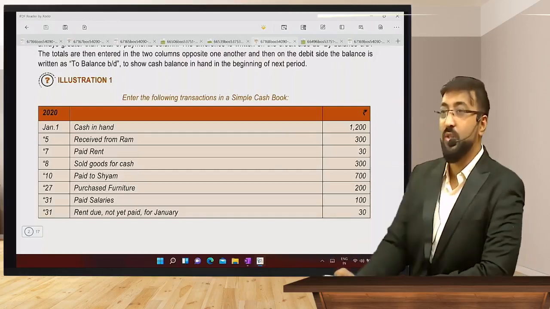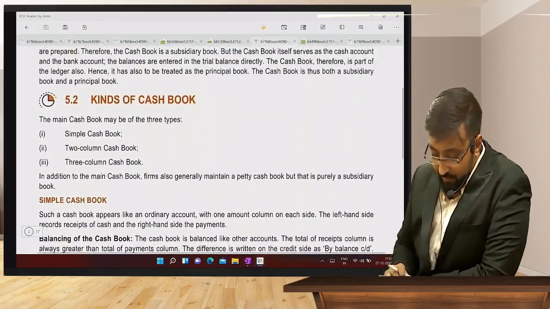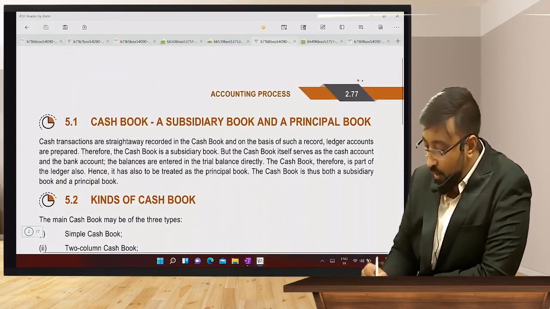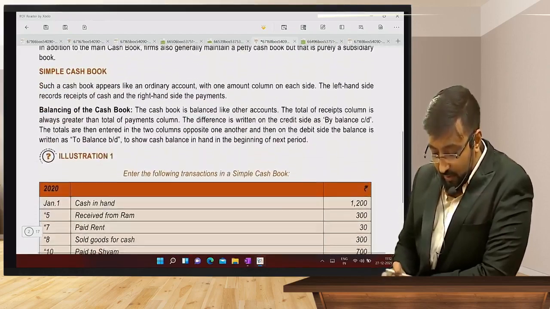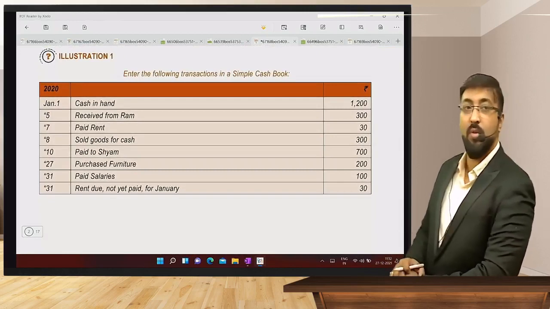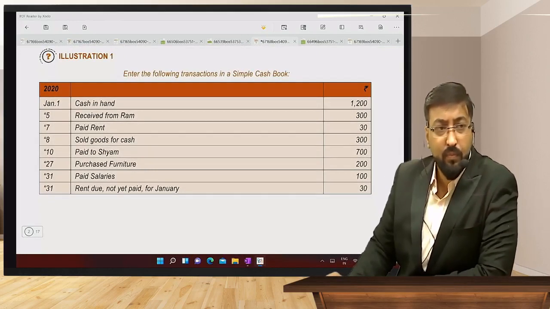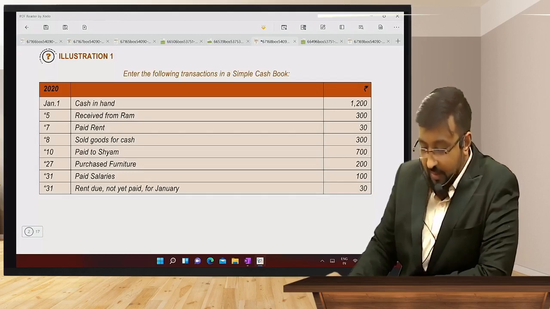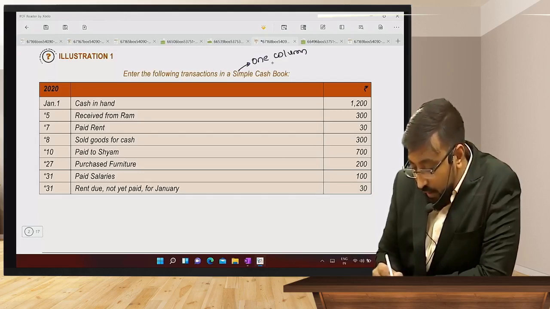Now come to illustration number one, study material, page number 2.77. All illustrations of simple cash book we are going to see. Simple cash book means how many columns? Very good, it's one column.